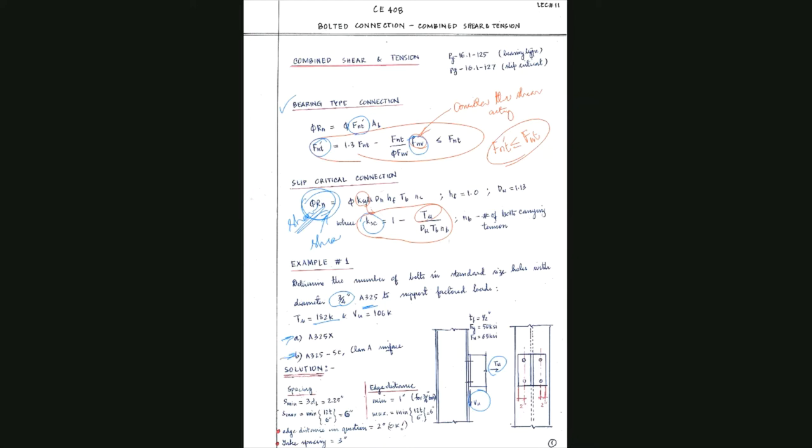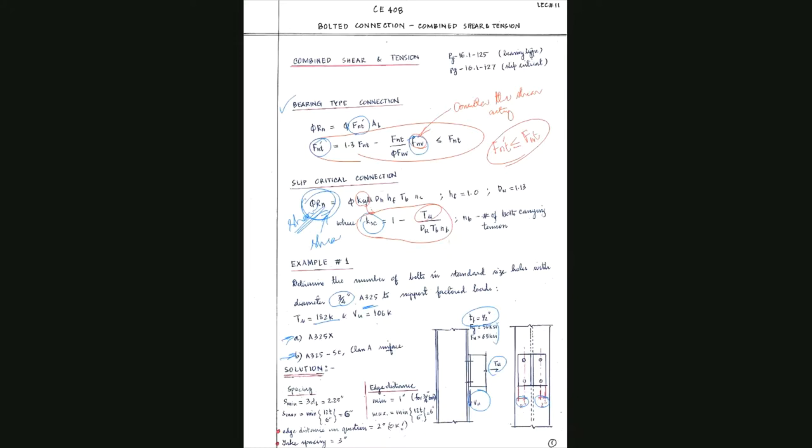Now, I just want you to go through this picture. You see that your Fu, Fy is given. Then the thickness of the flange, tf, is given. And then the edge distance is given as 2 inches.